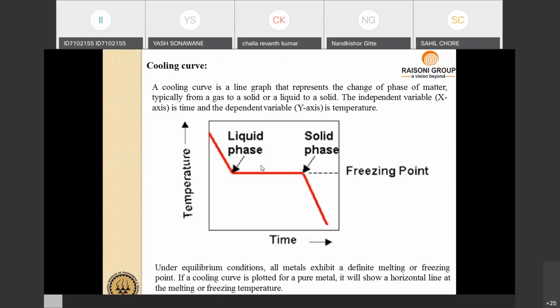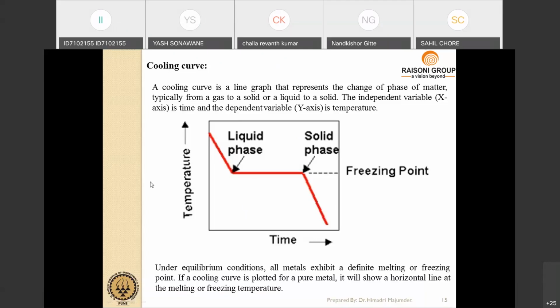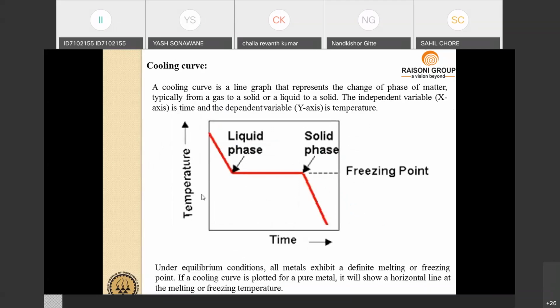Like here, one curve is shown. There are two types of variables here: independent variable and dependent variable. Time is placed on the x-axis. Time is the independent variable. It does not depend on any other thing. And the temperature, denoted through the y-axis, is the dependent variable.